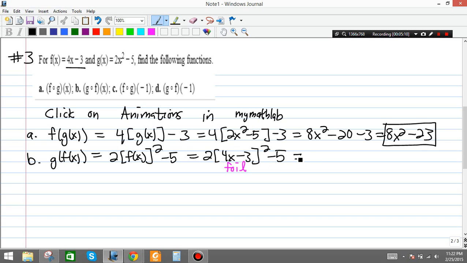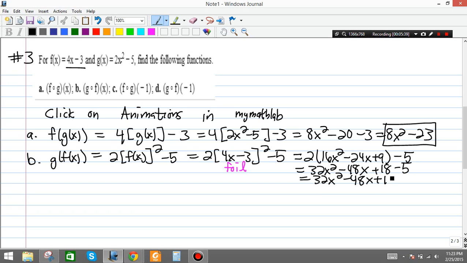So this is 2 times, and when you FOIL 4x minus 3 squared, you get 16x squared minus 24x plus 9, minus 5. We'll distribute the 2. 32x squared, 2 times negative 24 is minus 48x. 2 times 9 is 18, minus 5. That is 32x squared minus 48x plus 13.